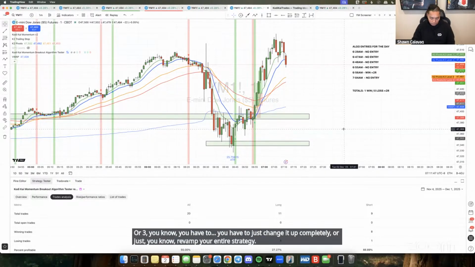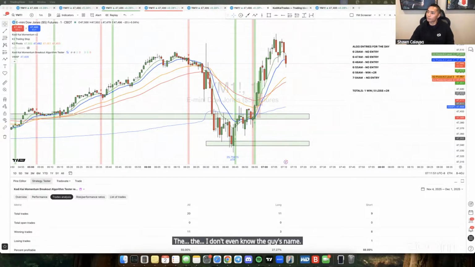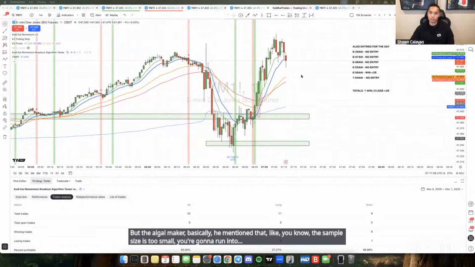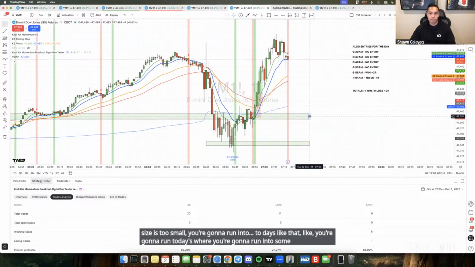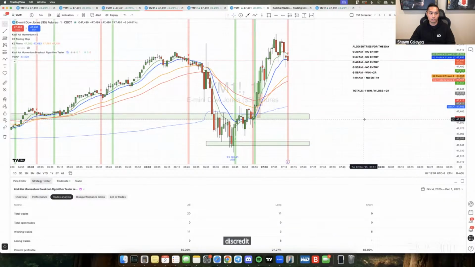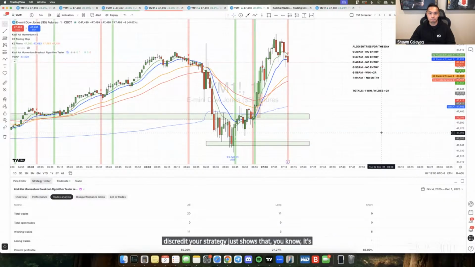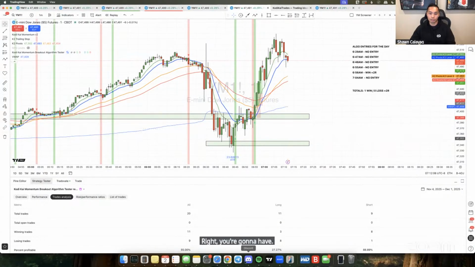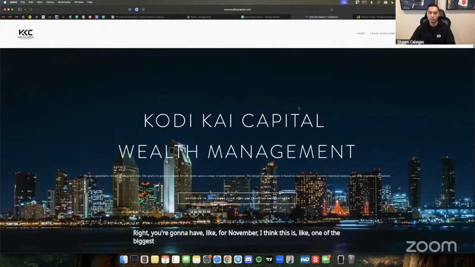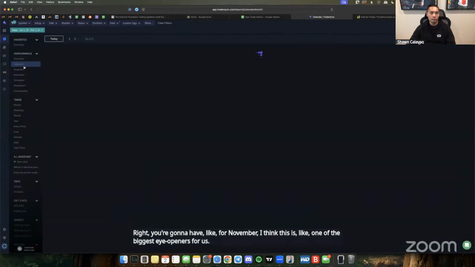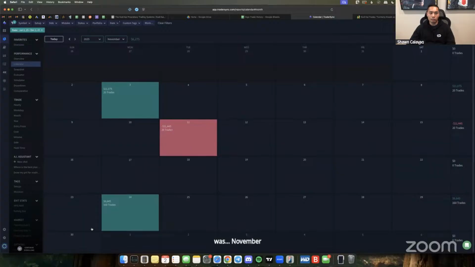The algo maker, I don't even know the guy's name, mentioned that the sample size is too small. You're going to run into days like that, days where you run into losing streaks, and that doesn't necessarily discredit your strategy. It just shows that it's bound to happen. Right? Like for November, I think that was one of the biggest eye openers for us. I think it kind of threw me off. I was like, fuck, does the algo still work?